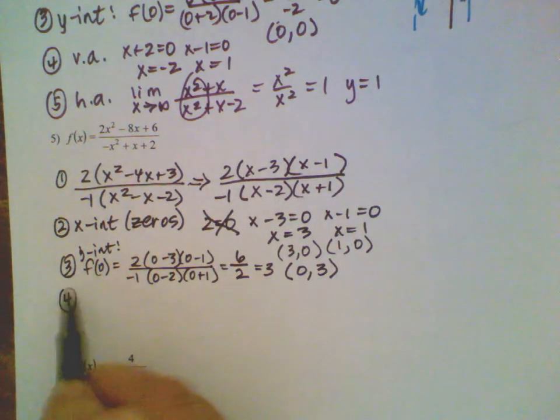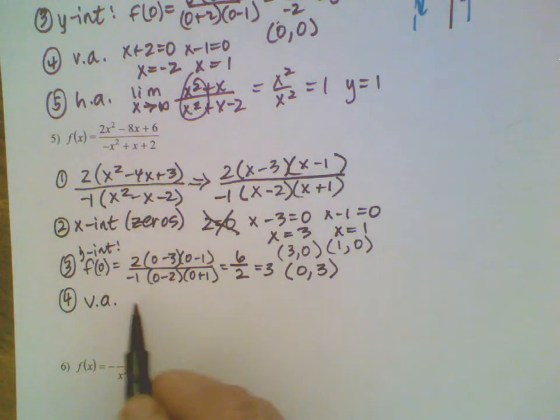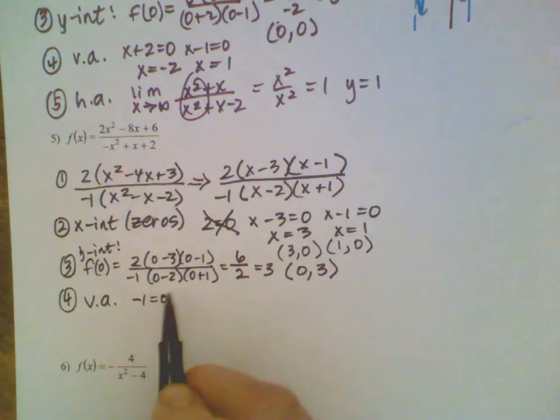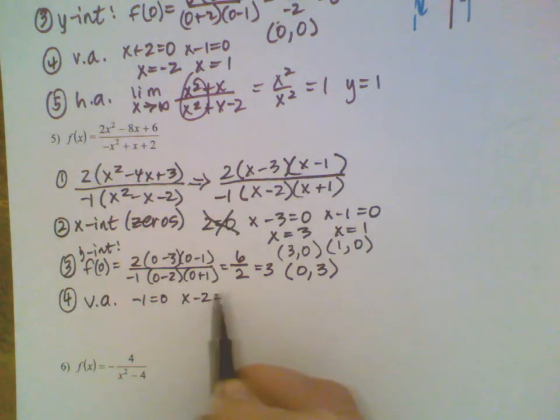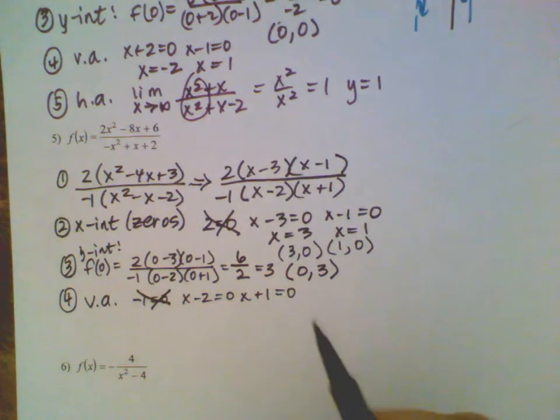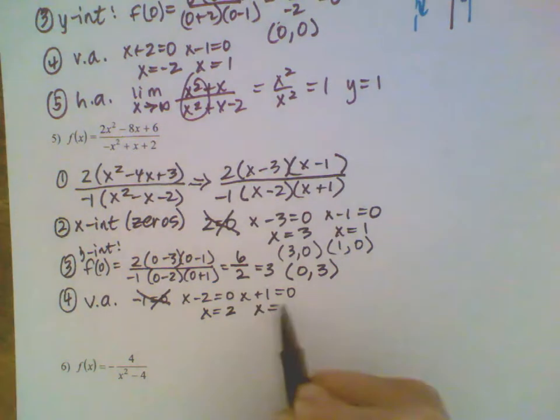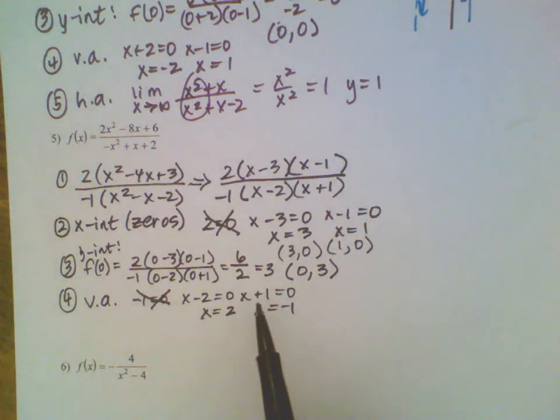For step 4, I'm finding my vertical asymptote. Again, that's when the denominator equals 0. Negative 1 I'll set equal to 0, x minus 2 will equal 0, x plus 1 will equal 0. Negative 1 will never be 0. So x equals 2 is one of them, x equals negative 1 is the other. I'm going to have, again, two vertical asymptotes in this problem.